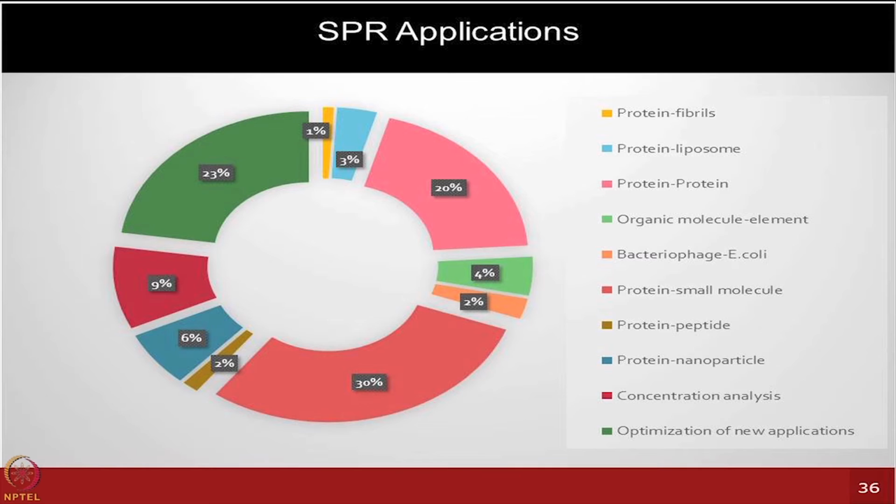And one interesting experiment came when somebody wanted to print bacteriophage virus on the chip and test with E. coli whether those bindings can be seen or not. So you can have all kinds of thoughts about what you want to measure on the SPR, and of course popular ones include protein, peptides, nanoparticles, concentration analysis, an assay which we newly developed, and optimization of many new applications. So that's the ongoing thing. We always want to see what more we can obtain from these instrument platforms.